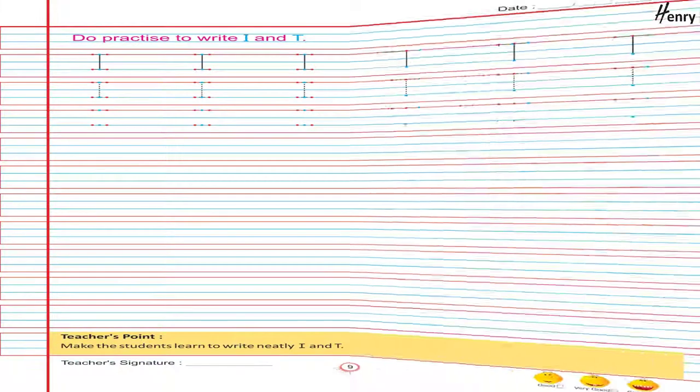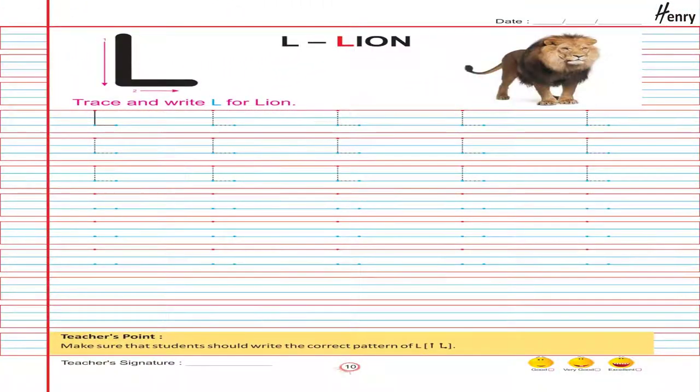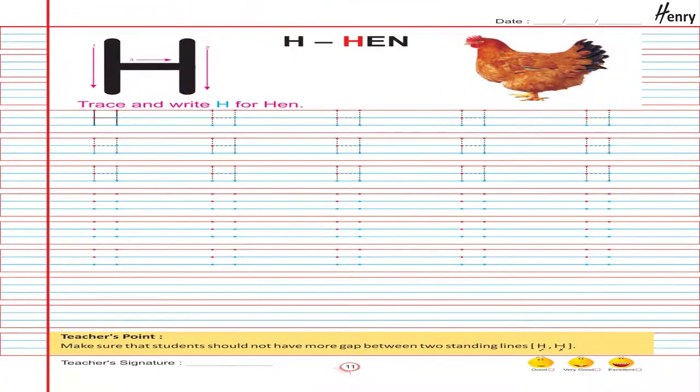Do practice to write I and T. L, lion. L, trace and write L for lion. H, hen. H, trace and write H for hen.